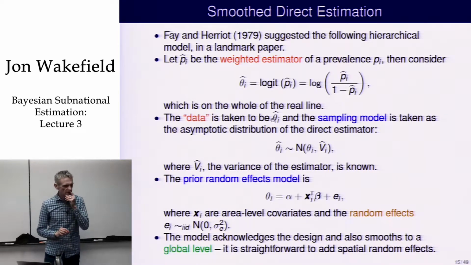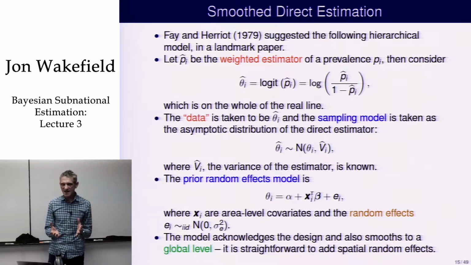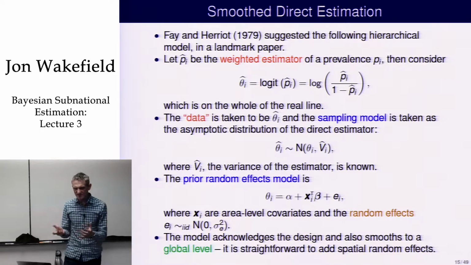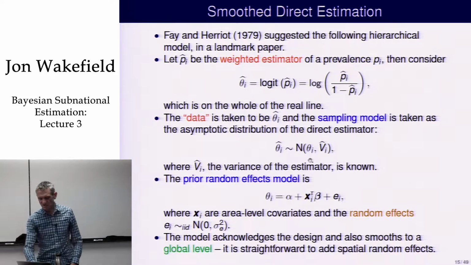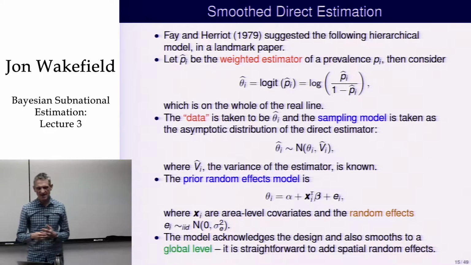So rather than consider a model for the actual observations y_ik, we're going to assume that all the information about those observations and the weighting scheme can be succinctly described by the asymptotic distribution of this weighted estimator. This is going to take the place of our sampling model or our likelihood. All the uncertainty about the estimator is assumed to be summarized there, with this known variance. But then we're going to smooth.